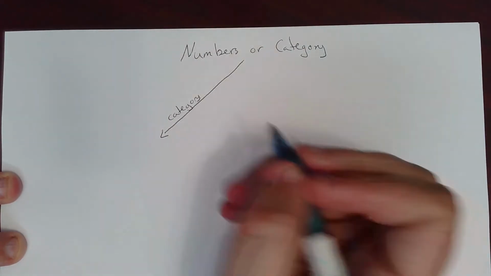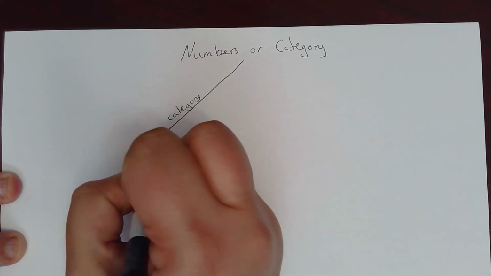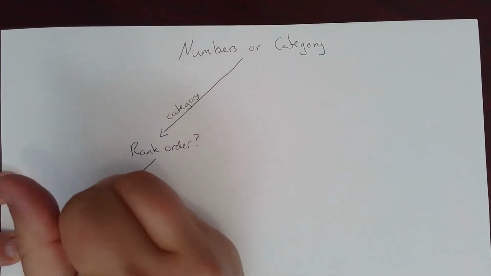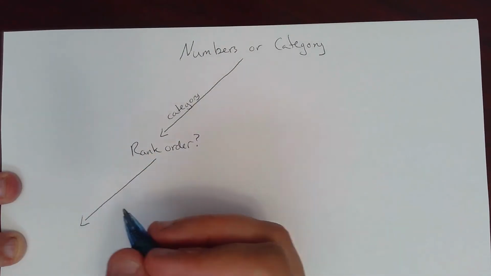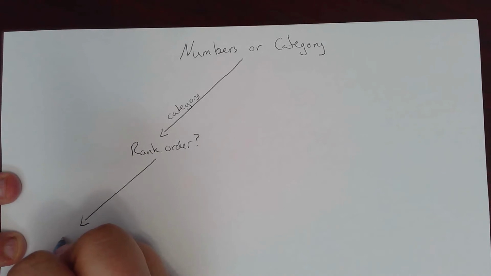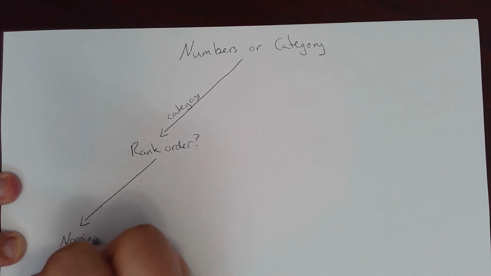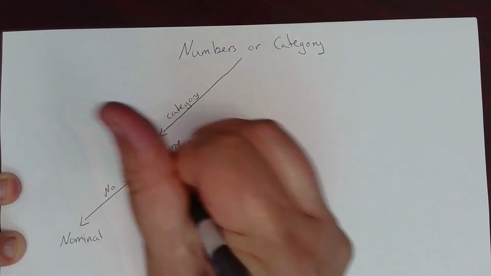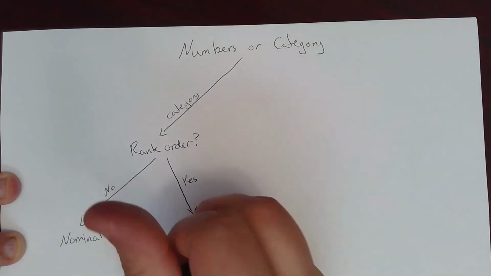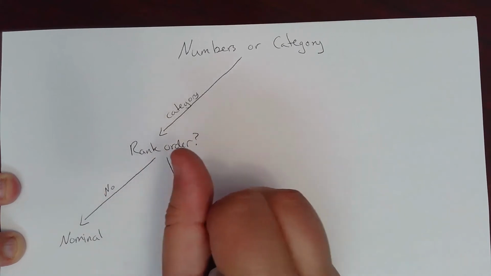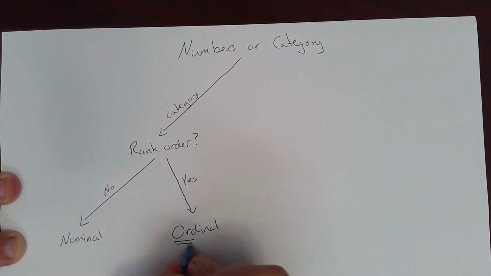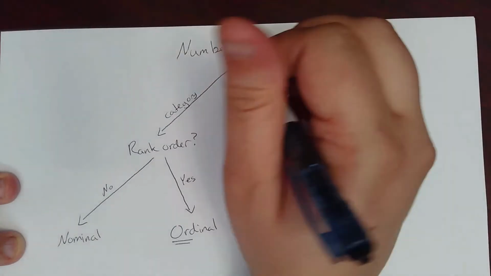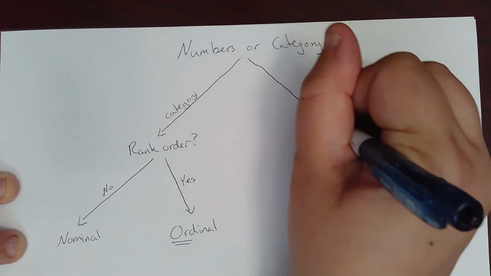And then the next question we're going to ask here is, can we put it in rank order? If I cannot put it in order of rank, meaning I cannot take it least to greatest, then that's going to be a nominal level. If I can put it in order, then that's going to be my ordinal variable. And remember, we got that order part of the ordinal telling us that that is a rank ordered category. Now, if it is numbers, we're going to go over here.